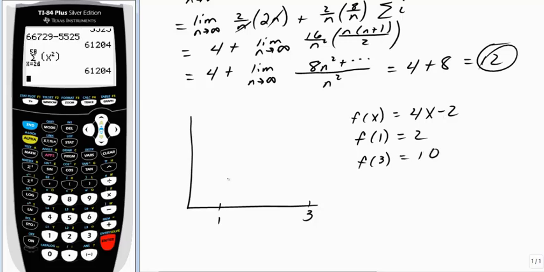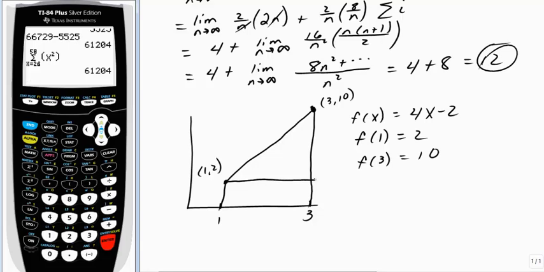So I'll plot these points. I have the ordered pair 1, 2, and the ordered pair 3, 10. I'll put up here. Connect the dots. Make a big dot to connect. And now I'm trying to find the area under this curve. So I could split this area up into 2 very easy to find regions, a triangle and a rectangle. I'll call this area 1, I'll call this area 2.